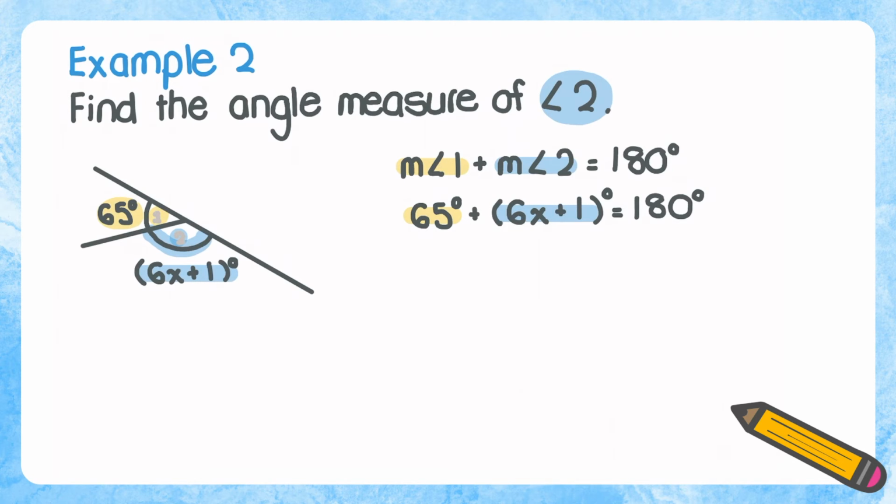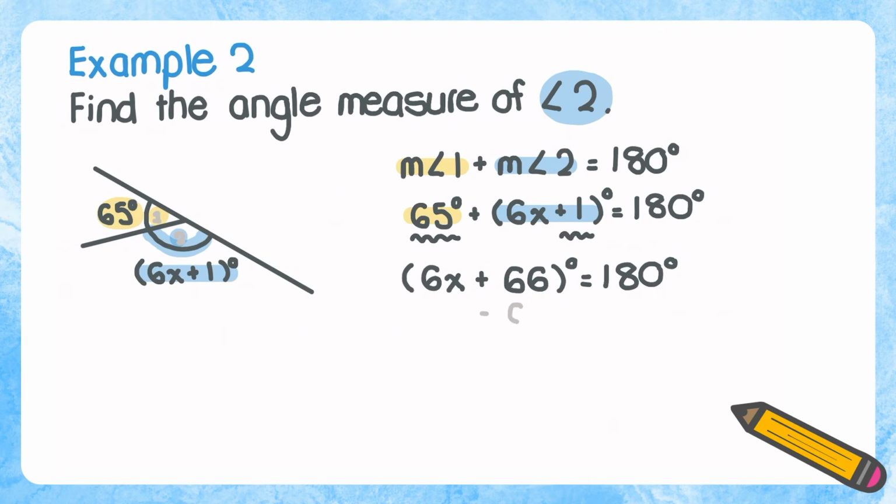And now let's start simplifying a bit. So here we can combine the 65 and the 1. We can add them together. So we're going to have 6x plus 66 degrees equals 180 degrees.